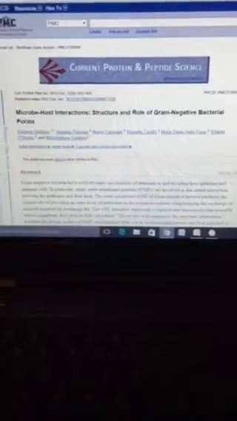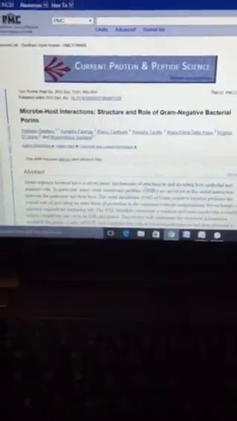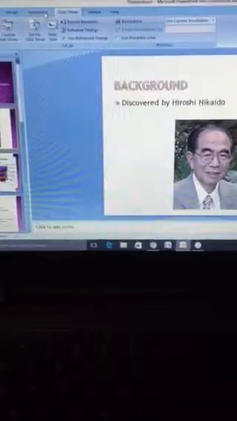And the second article I used is called The Microbe-Host Interaction: Structure and Role of Gram-Negative Bacterial Porins, and it has several authors, as you can see, and it basically just describes the function of porin and why it's essential in bacteria. Okay, back to the slides.